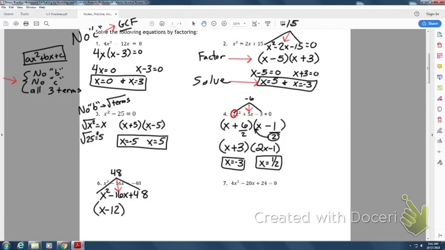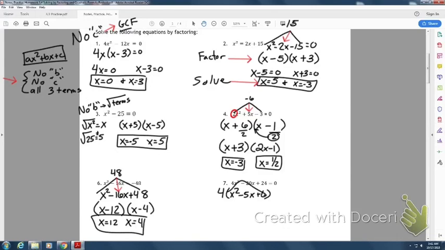So negative 12, negative 4. So my factors, or my roots, are 12 and 4. We're not going to go all the way through 7, but what is the first thing I would need to do on 7? What would the greatest common factor be? 4. Okay? And then you can just do the same thing there.